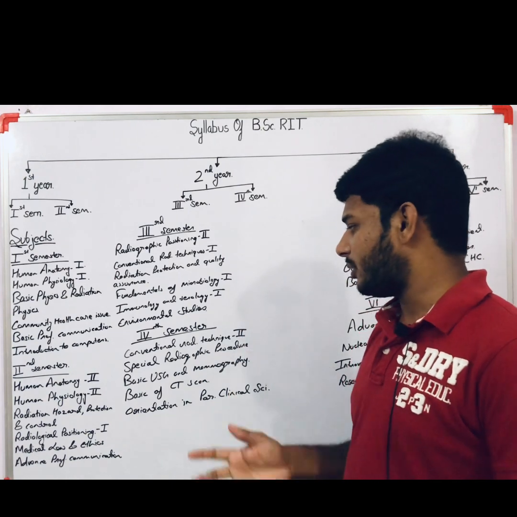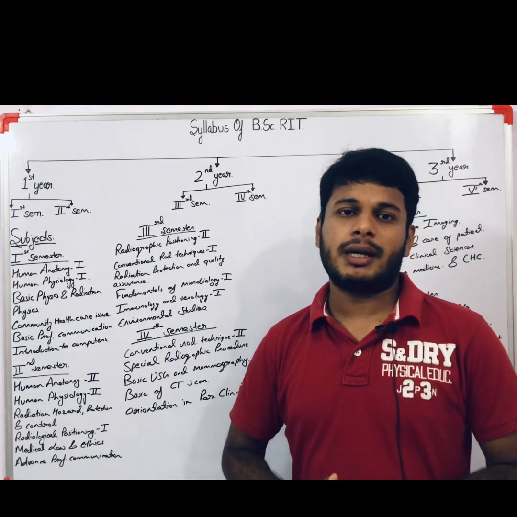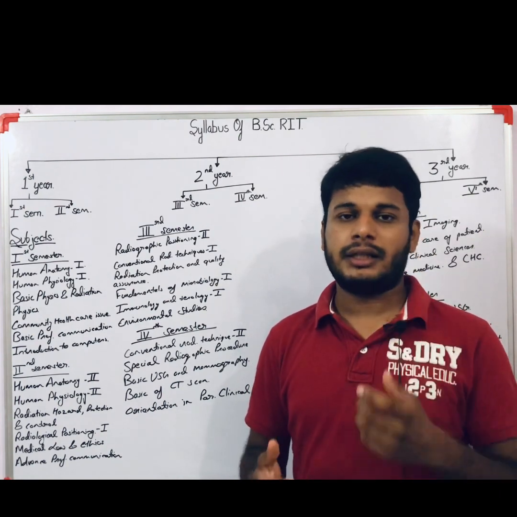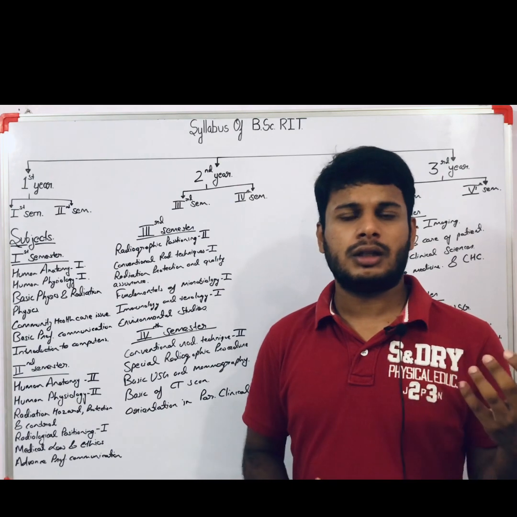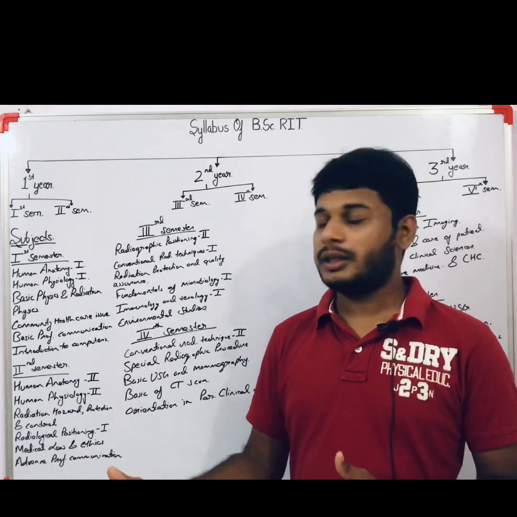Fourth semester, first subject is Conventional Radiographic Technique Part 2. In Conventional Radiographic Technique Part 2, they will teach you about the advanced fluoroscopic machine, and they will teach you about the C-arm that is used in surgery department, or advanced modalities that is used in cath lab.